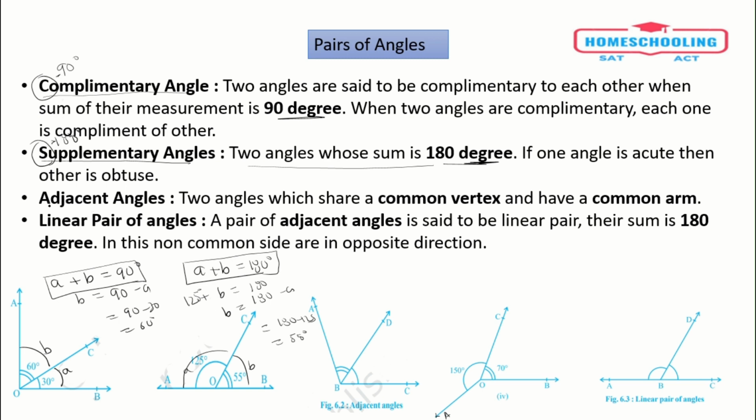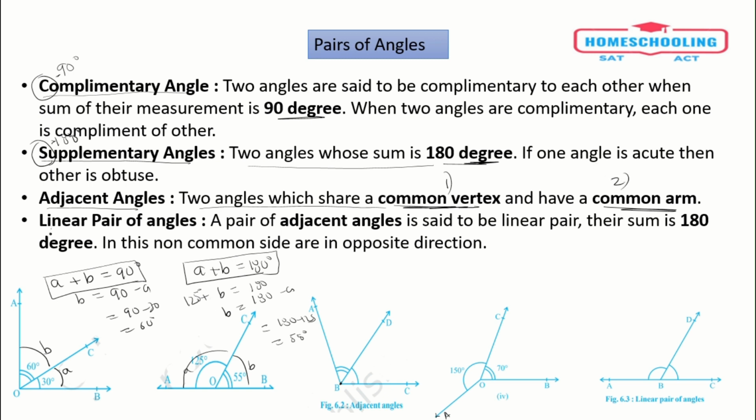Now let's come to the next angle, that is the adjacent angle. Two angles are said to be adjacent if they share a common vertex and have a common arm. So this is an example of an adjacent angle. It has a common vertex, B, and it has a common arm, that is BD. So this angle would be adjacent. It has to satisfy both conditions, common vertex and common arm.